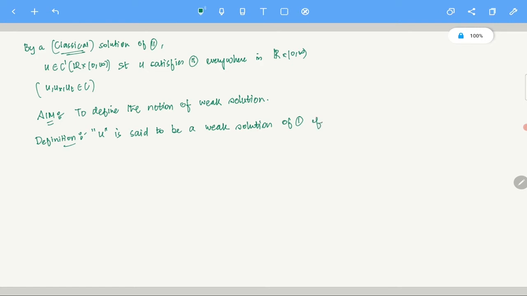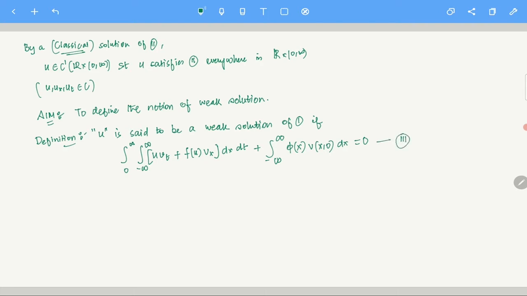If the integral from 0 to infinity, integral from minus infinity to infinity, of u v_t plus f(u) v_x dx dt, so this is complicated, plus the integral from minus infinity to infinity of phi(x) v(x,0) dx equals 0. So this particular relation holds. Let's call this relation 3 holds.